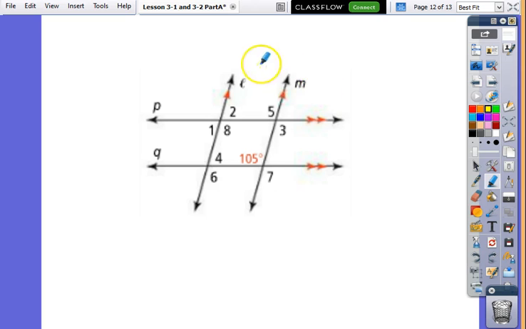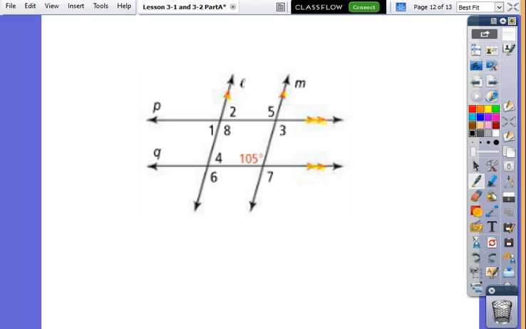Some key things to point out. L and M are parallel. Why? Because they have 1 arrow. P and Q are parallel because they have 2 arrow markings. So this line will be parallel to any other line that has these kind of markings on it. Oh, there it is. So now what we're going to do is use our properties and figure out the angles of everything else.